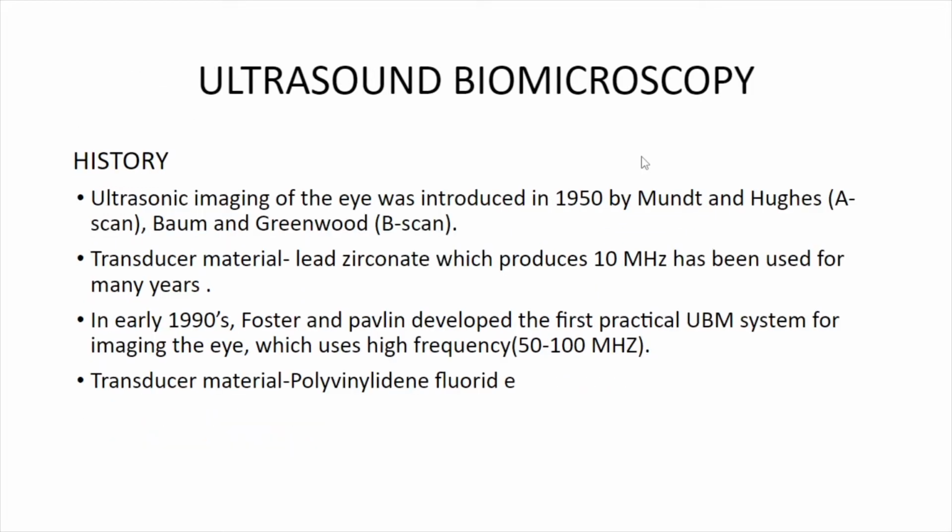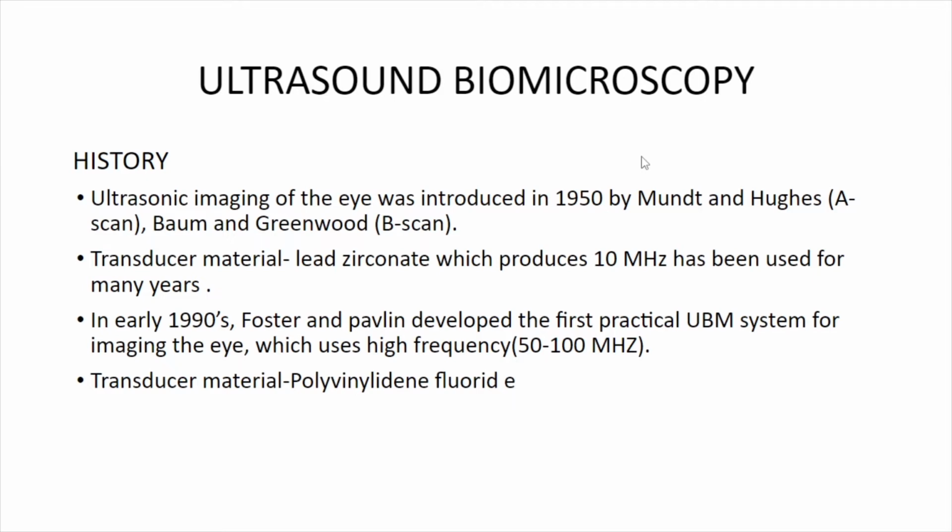So moving on to our first imaging technique, ultrasound biomicroscopy. This was introduced in 1950 by Munt and Hughes, and Baum and Greenwood introduced the B-scan. The transducer material used earlier was lead zirconate, which produced 10 megahertz frequency.